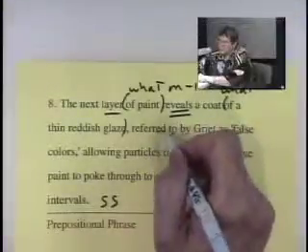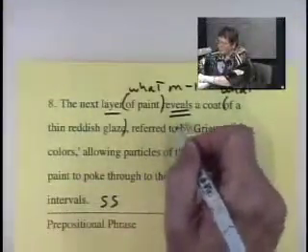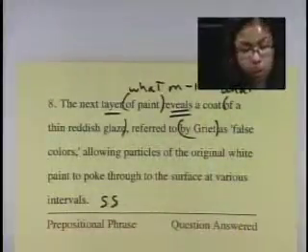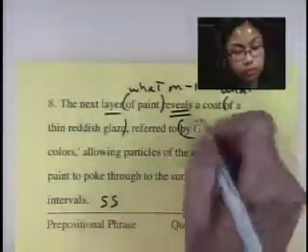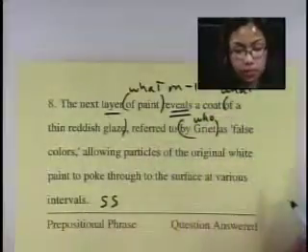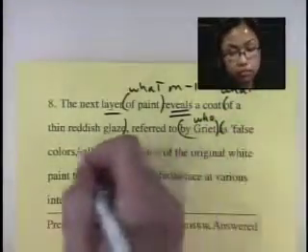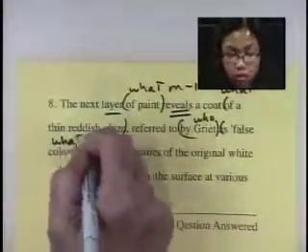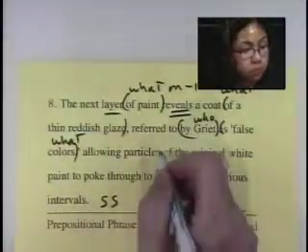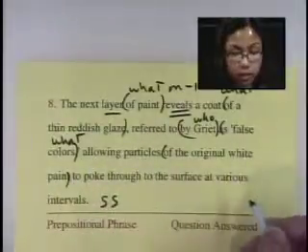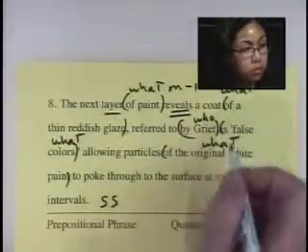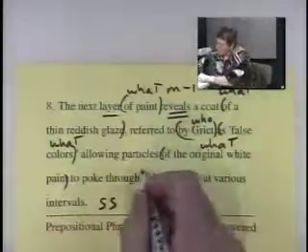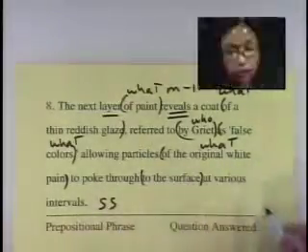Not referred to. Referred to is going to be a verb of some kind. Let's just look at this part. By Greet. That's going to answer Who? Who. And then? As false colors. And as false colors is going to answer, What? And then? Of the original white paint. And that's going to answer, What? And then? To poke through. Where's your next one? To the surface. To the surface is going to answer, Where?